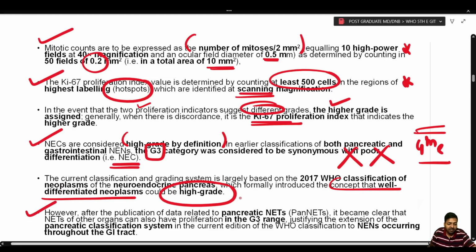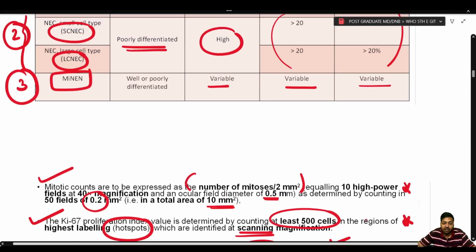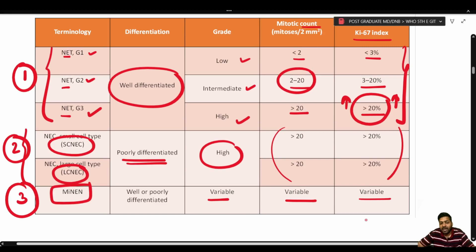However, after the publication of data related to pancreatic NETs, it became clear that NETs of other organs can also have proliferation in the G3 range, justifying the extension of this pancreatic classification system in the current edition of the WHO classification of neuroendocrine neoplasms occurring throughout the GI tract. So initially this concept was seen for the pancreas, and it was later observed in neuroendocrine neoplasms in other parts of the body, including the GI tract, and therefore the classification system that we have just read about is applied universally across the GI tract.